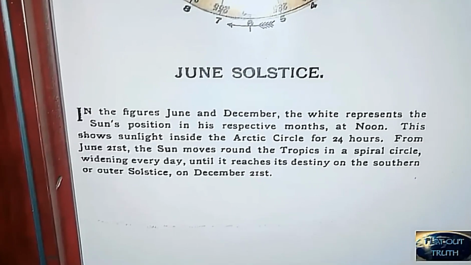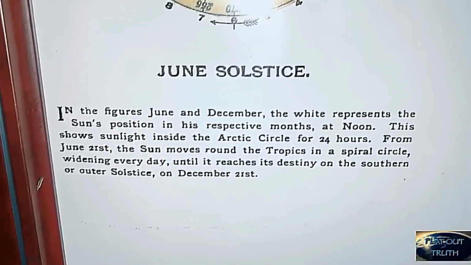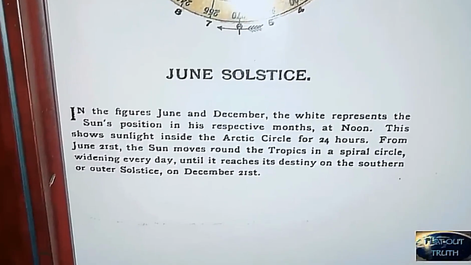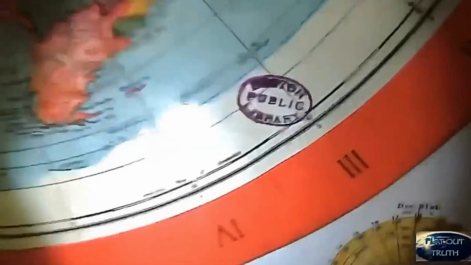From June 21st, the sun moves around the tropic in a spiral circle, widening every day until it reaches its destiny at the southern or outer solstice on December 21st. Okay, now what that means is in the summertime, it's making a small, spiral circle, just like it showed you in the diagram right above the paragraph that you read. And it widens every day, which means it starts to go out, that's why it starts to get cold. It's starting to move out and away from you.